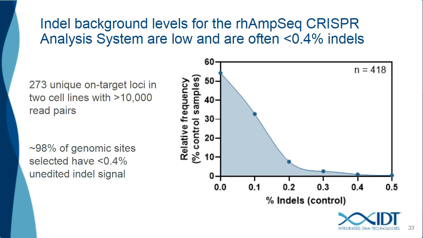Here we find that approximately 98% of genomic sites we looked at have an indel signal below 0.4% indels, and thus proceeded to use this to create an assumption that most samples should have an indel noise somewhere between 0 and 0.4%.